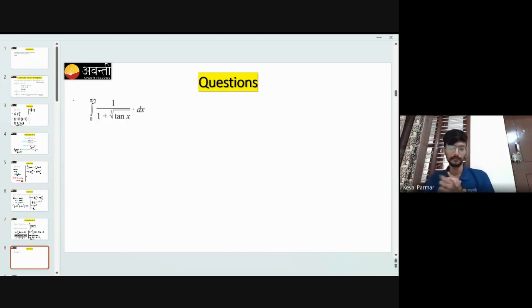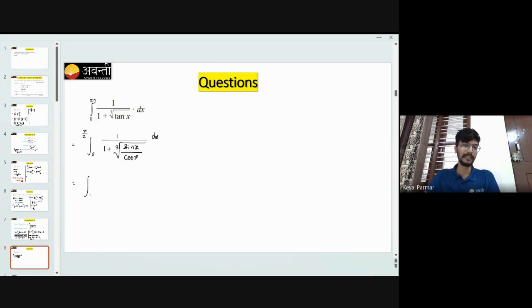This one is a very good question. So, before applying king, I would say convert tan into sine and cos. Then you will be able to see easily. So if I convert tan into sine and cos, tan x can be written as cube root of sine x upon cos x. Correct? If I take LCM, I will get integration 0 to pi by 2, cube root of cos x upon cube root of cos x plus cube root of sin x.